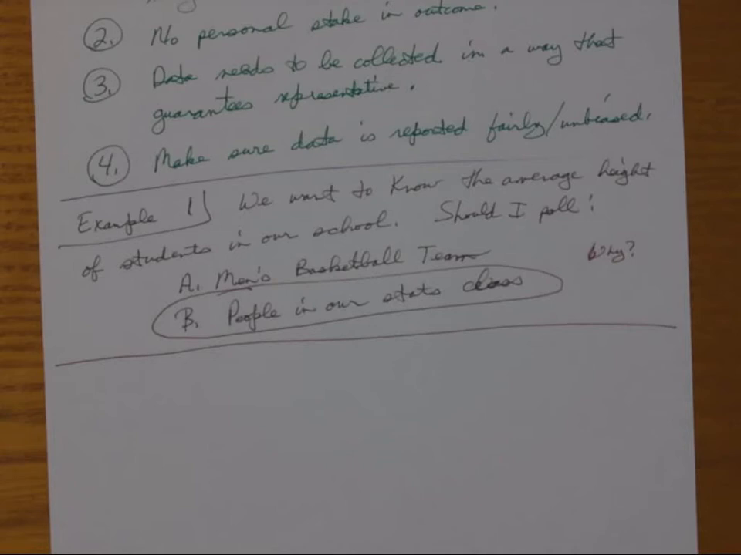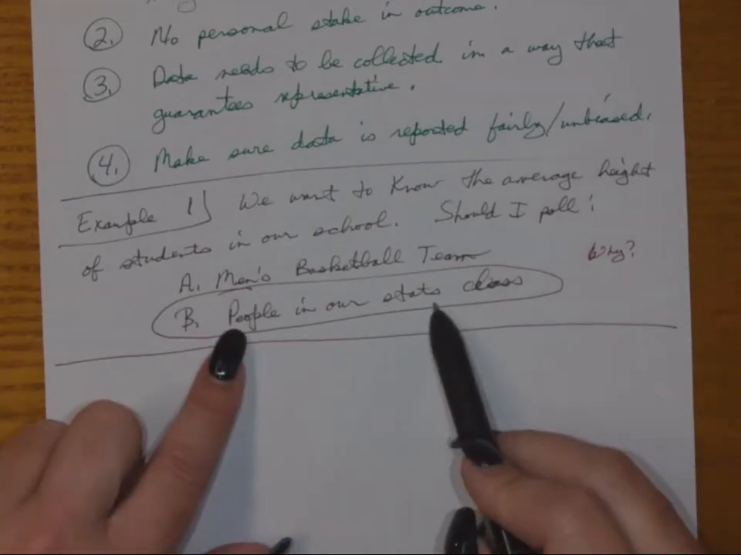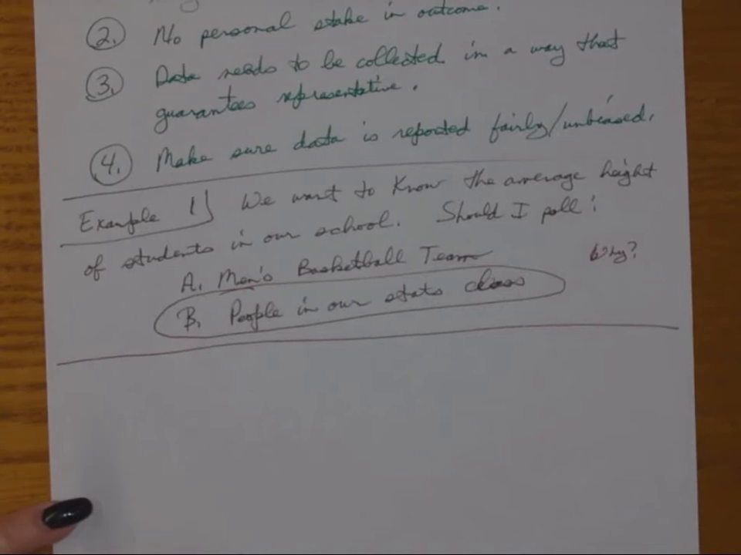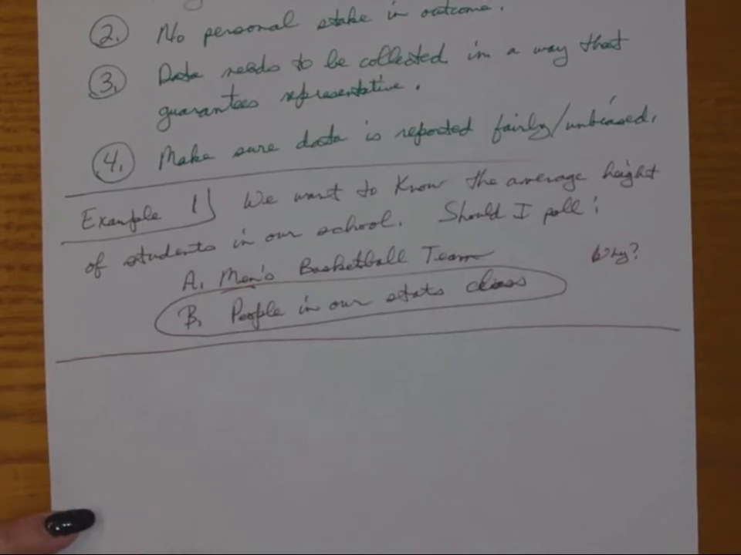So those reasons can be stuff like, well, the men's basketball team is only men, and men tend to be taller than women in general. So our answers would already be skewed because it's men and no women, whereas there are probably both men and women in our stats class. Okay, that's one of the reasons. What's the other reason? Probably pretty obvious.